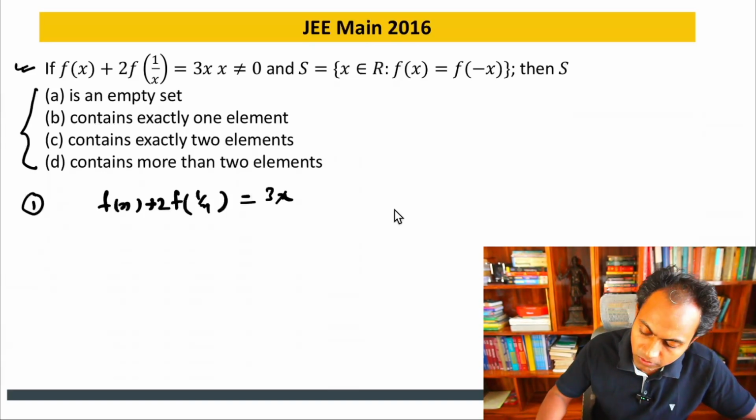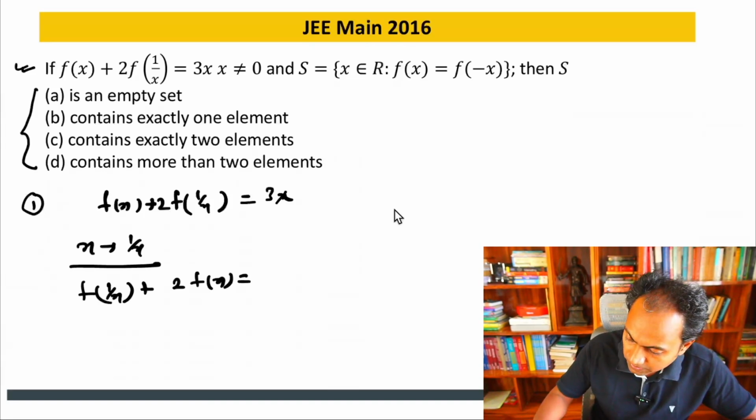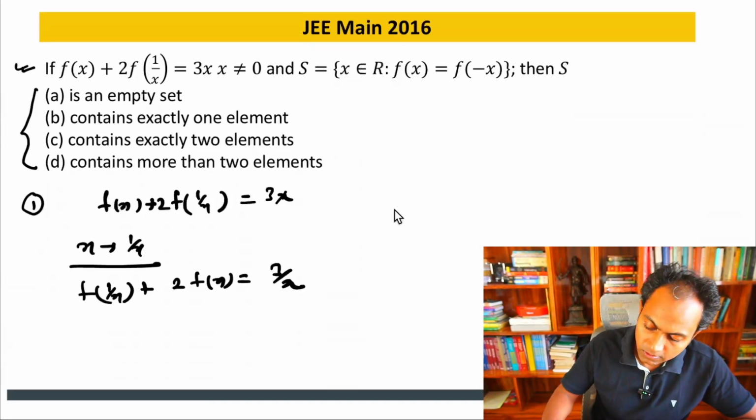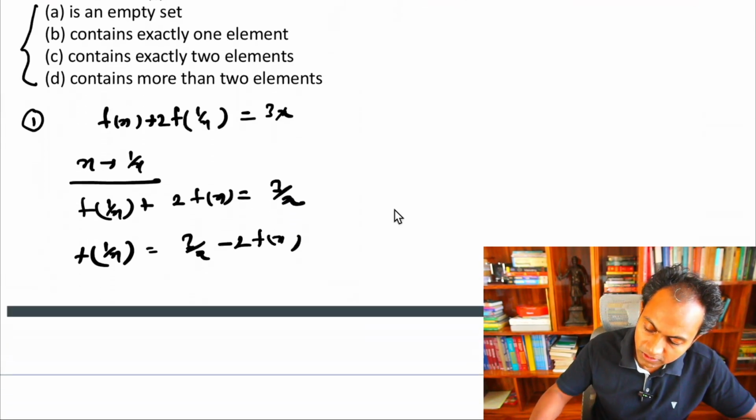So what we can do here is we can substitute x by 1 by x. So this will become f of 1 by x plus 2 times fx would be equal to 3 by x. So I can now eliminate f of 1 by x by doing substitution. So 3 by x minus 2 times fx, we'll substitute in the first equation and get the value of fx from there.